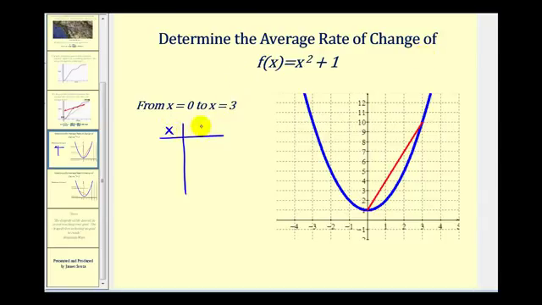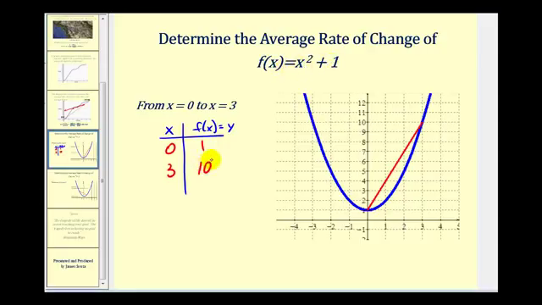So we'll have x and f of x. So x is 0 and x is 3. Well, when x is 0, f of 0 would be 0 squared plus 1, so f of x would be 1. Remember, f of x is the same as y. And when x is 3, we'd have 3 squared plus 1, that would be 10.